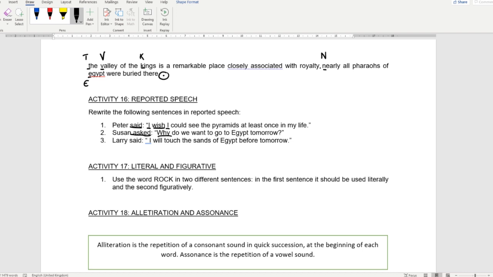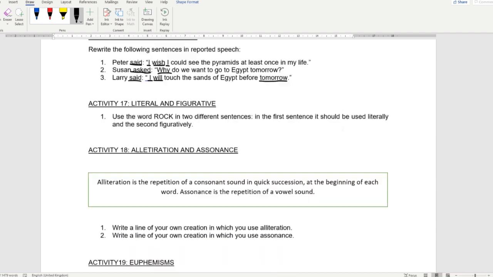3, Larry said, "I will touch the sands of Egypt before tomorrow." Again, we've got past tense here. So said that he would touch. So the "I" changes, "will" changes, would touch the sands of Egypt, and your time word will become "the following day". We get to activity 17, literal and figurative.